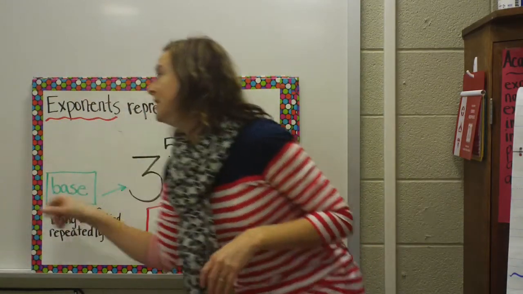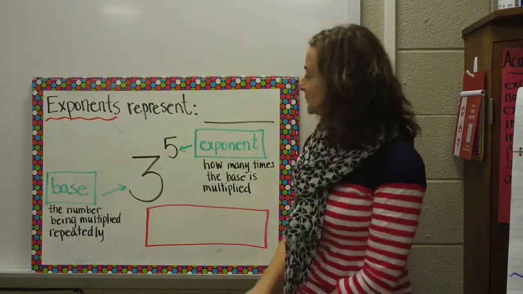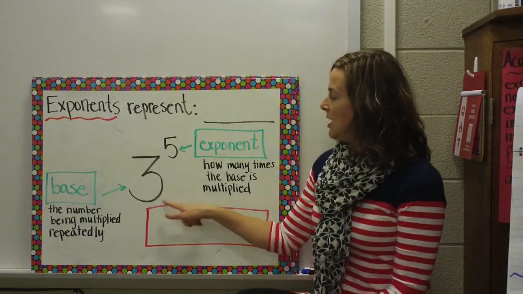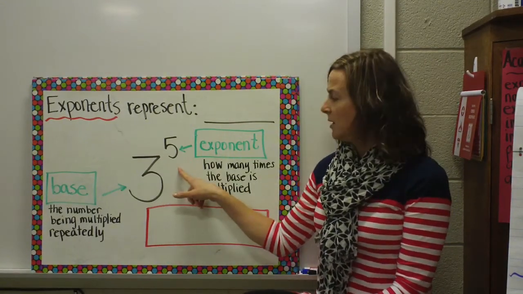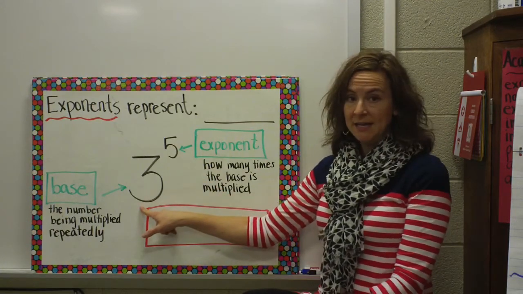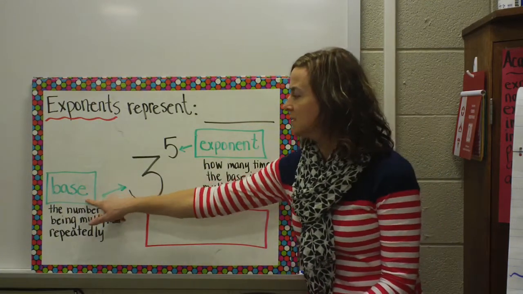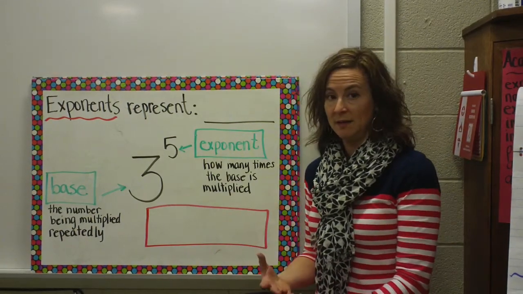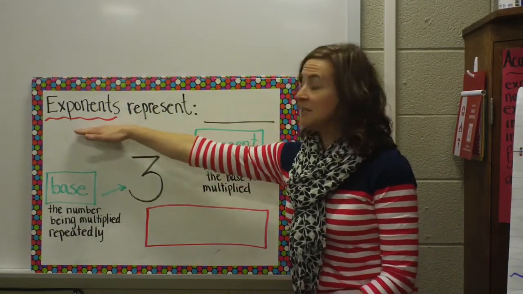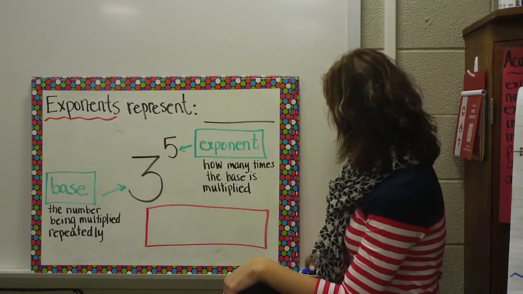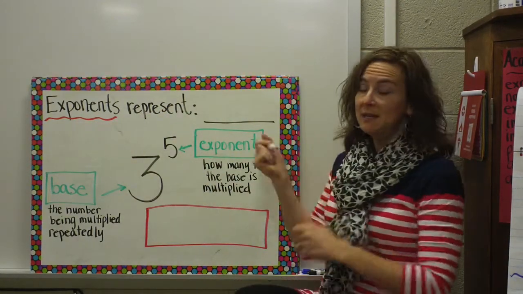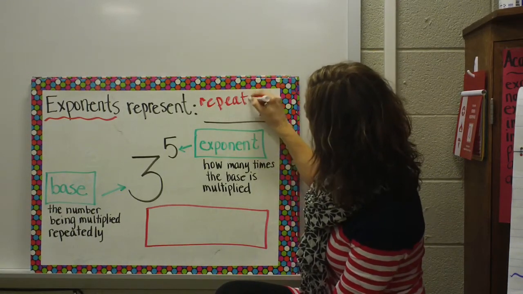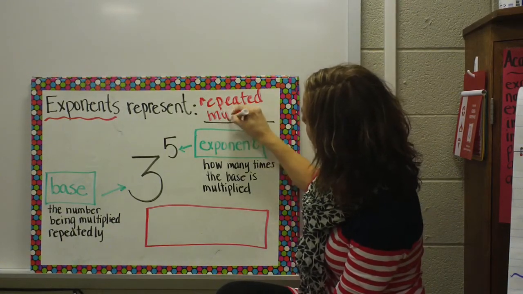Let's start with the terminology you need to know. We've worked with exponents before this year, but to review, this is 3 to the 5th power. The 3 is known as the base. The base is the number being multiplied repeatedly. When we use exponents, exponents represent repeated multiplication.